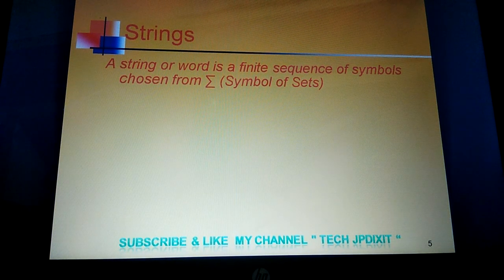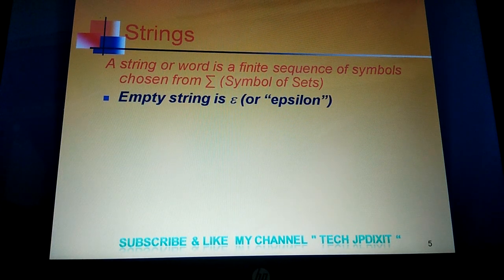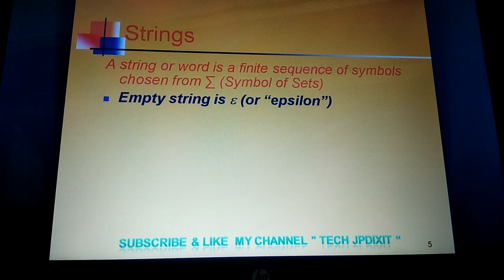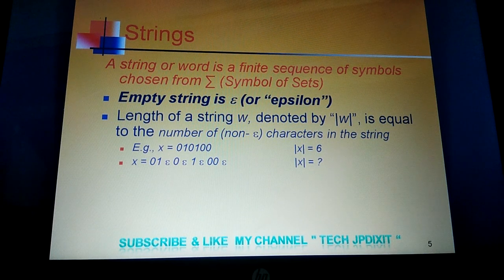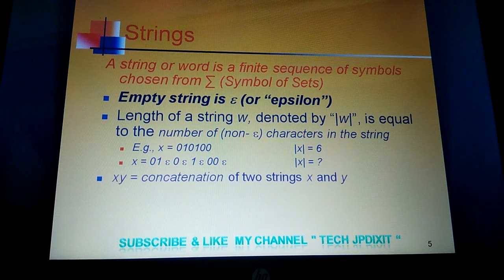A string or word is a finite sequence of symbols chosen from sigma, the set of symbols. The empty string is epsilon. The length of the string w, denoted by mod w, is equal to the number of non-epsilon characters in the string. For example, for x = 010100, the length of x is 6. Can you tell what the length is if we include epsilon symbols? xy is the concatenation of the two strings x and y.